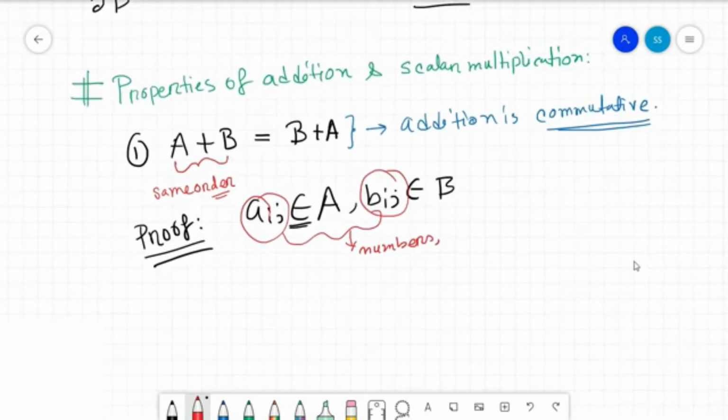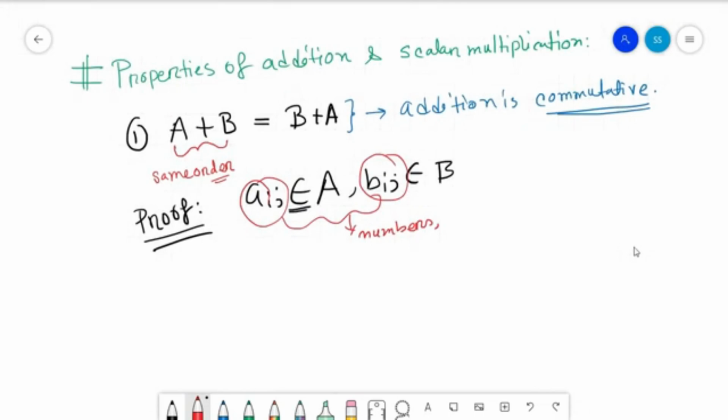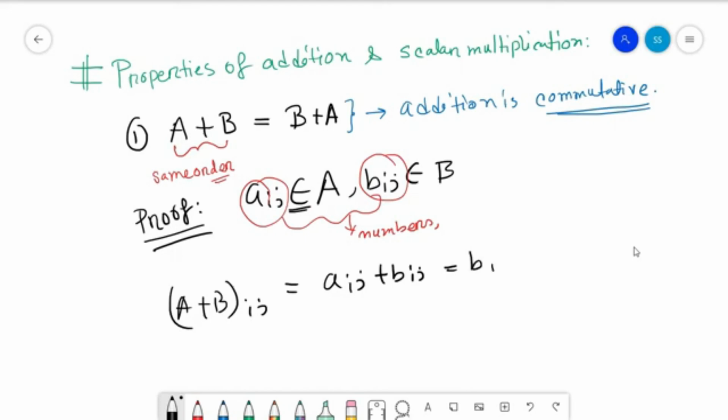Now if we write A plus B and we want to check its component, that is on the ith row and jth column, then we have to write it like Aij plus Bij, right? But these are just numbers. It's like adding 2 plus 3, and you get the same result when you do 3 plus 2. So you can write it as Bij plus Aij, right? And from here you can write (B plus A)ij. That's it. Very simple.